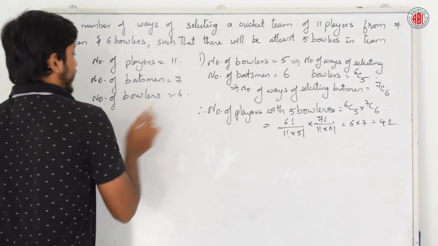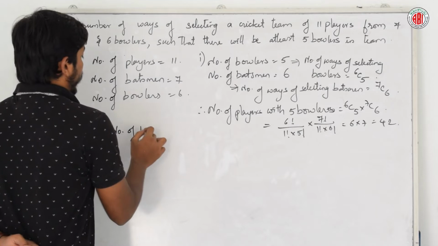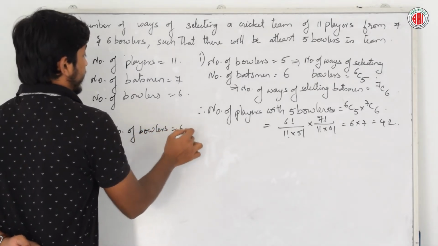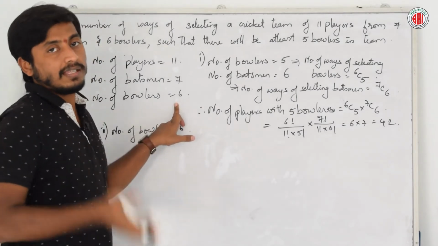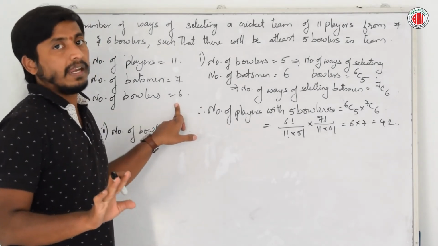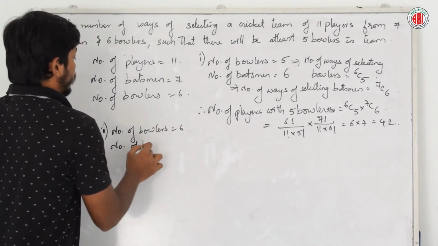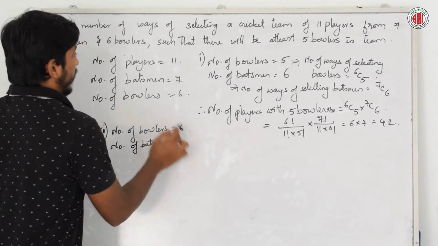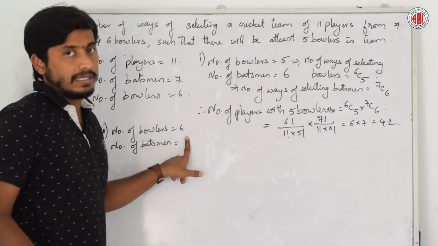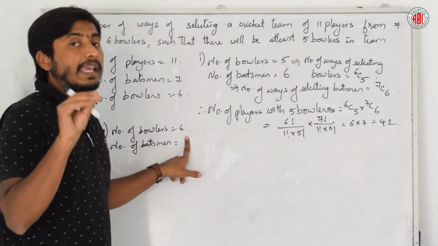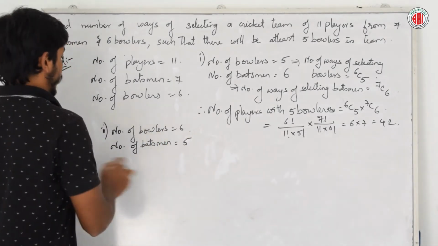Next thing. Here we have taken bowlers as 5. Now let us take number of bowlers as 6. He told at least 5. So it can go up to 6 because we ourselves have only 6 bowlers. Right? Fine. Then what about the number of batsmen? Total is 11. 6 itself is the bowlers list. So we should have 5 batsmen. Is it right? Hope we are not getting confused.